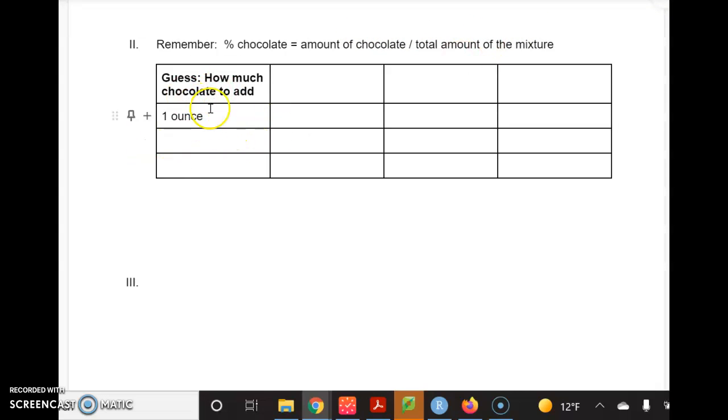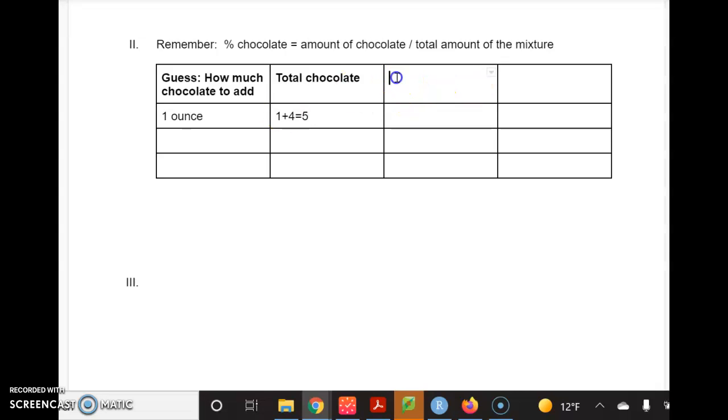All right, so let's just guess, because we have no idea. Let's guess that we add 1 ounce of chocolate, okay? And then we're going to try to spin this table off by thinking of other things we can figure out if we guess something. So if we guess we add 1 ounce of chocolate, then I can say how much total chocolate we have. The total amount of chocolate would be 1 plus 4, because we already had 4, and that's 5. So we have 5 ounces now.